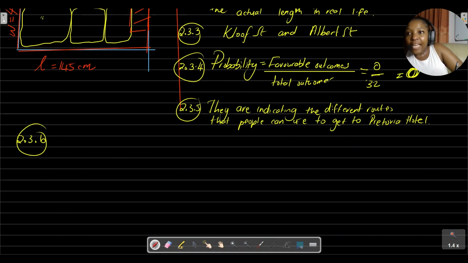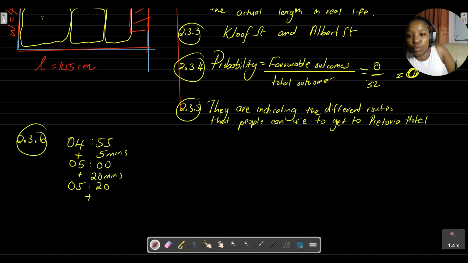So I'm going to do it again. I started with the 5 minutes because it makes my life easy. 04:55. I mentioned that she's going to plus 5 minutes. Okay. The 5 minutes is the 5 minutes that she walks from the taxi to the hotel. Okay. So if you plus 5 minutes, we're going to be at 5:00. Then I'm going to plus 20 minutes there. 20 minutes is the taxi ride. That's going to leave us at 05:20. Then I'm going to plus lastly the 10 minutes walk from home to board a taxi.